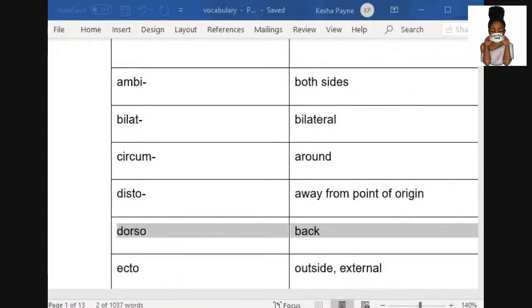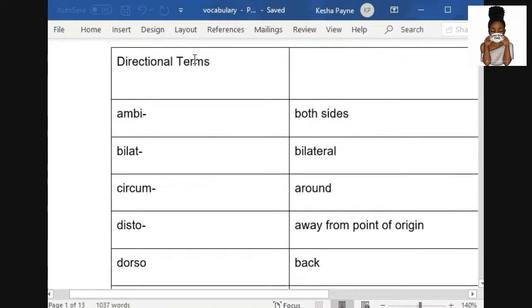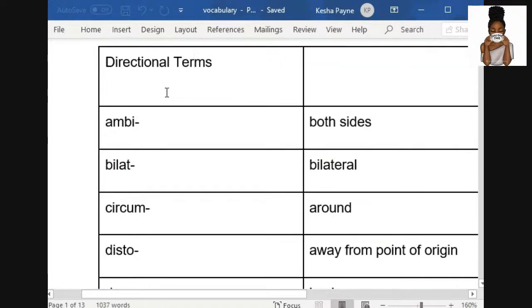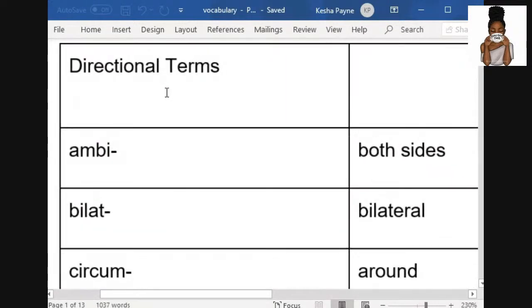I don't know if it is very blurry on your end. I'm going to go ahead and try to hold on one second. Hold on, let me find this. Oh, yeah, here we are. Okay, so I'm going to go over directional terms, and hopefully you can see this.